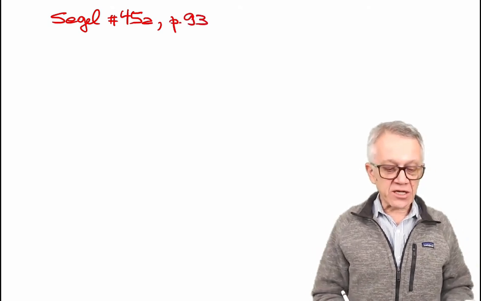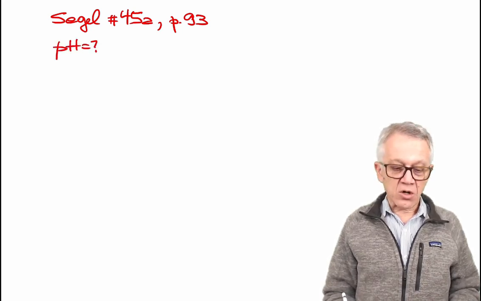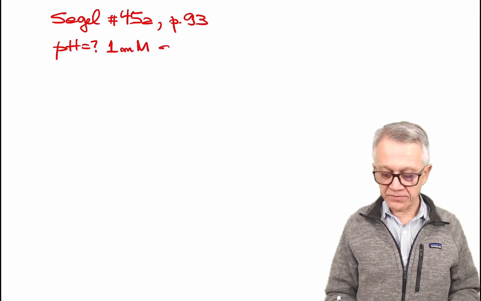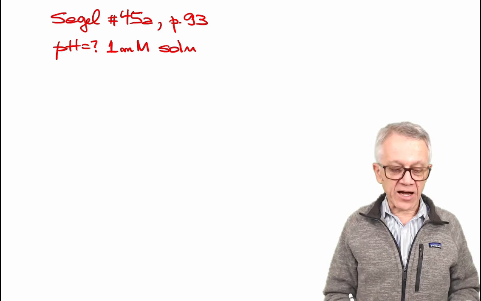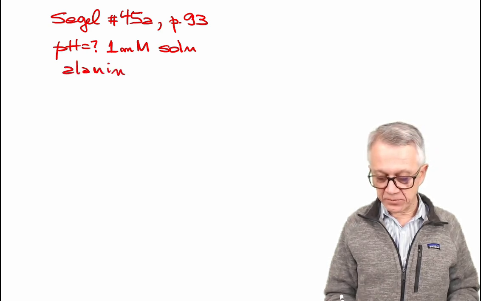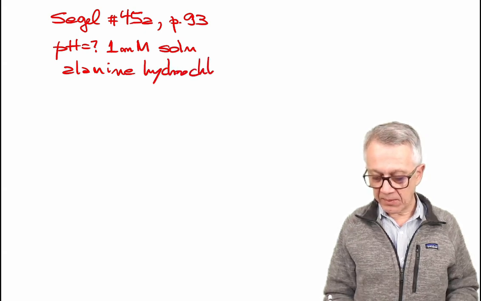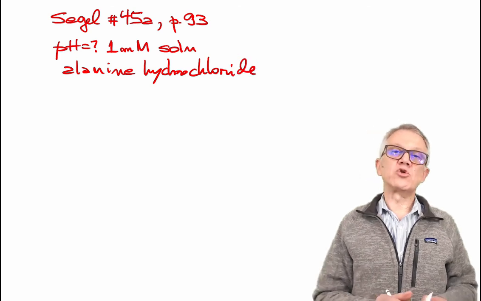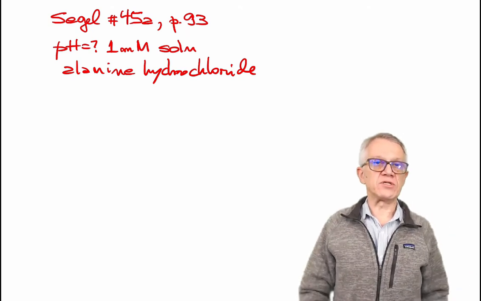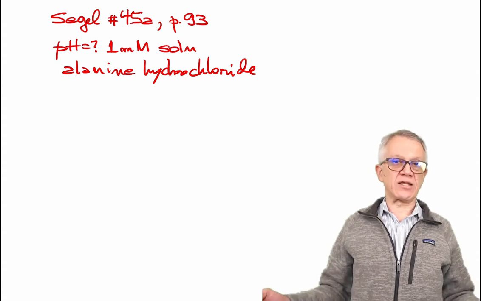So it asks here in this part A of the problem, what's the pH of a 1 millimolar solution of alanine hydrochloride? So the major challenge for the students is to know which form the amino acid is in this particular problem. So first one that comes is alanine hydrochloride.